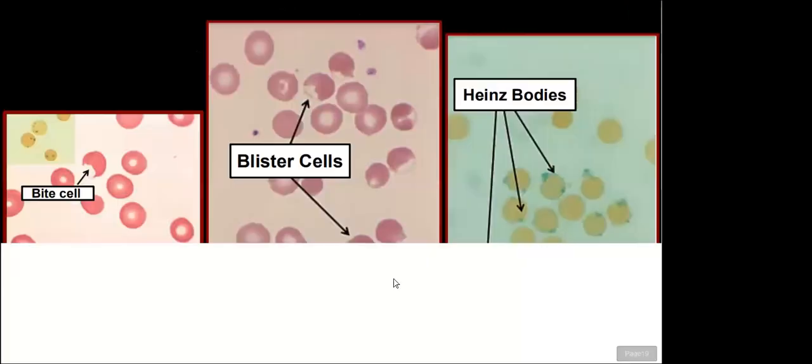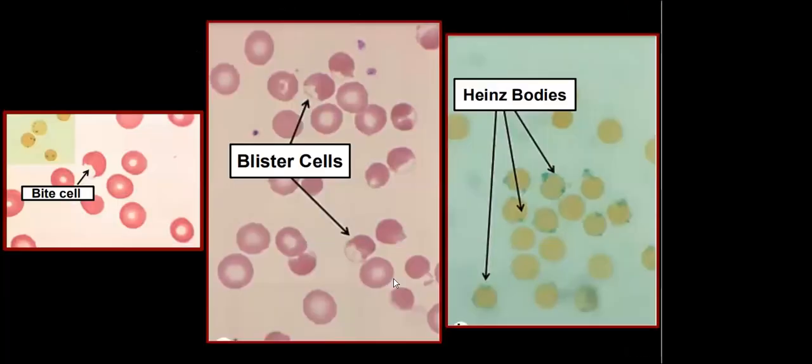So this I have provided, if you can appreciate the bite and blister cells in the peripheral smear, and also the presence of the Heinz bodies on the supravital staining. Actually, Heinz body is the precipitation of oxidized hemoglobin. And these three photos have come up in OSCE many times already.